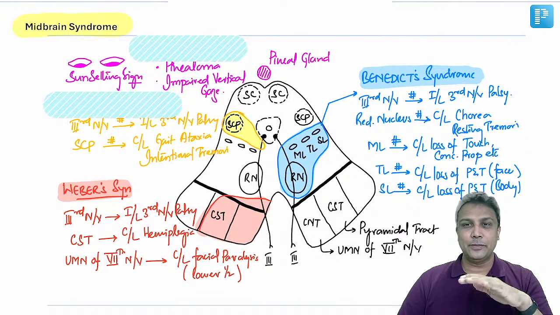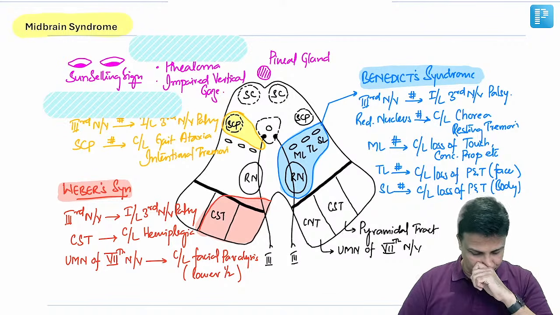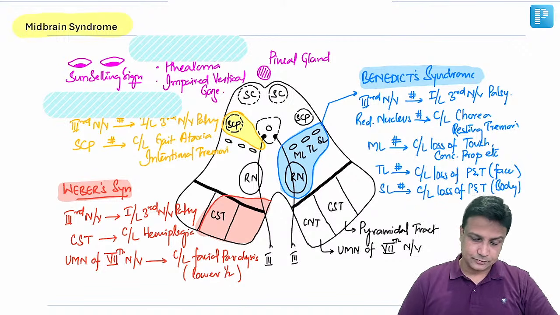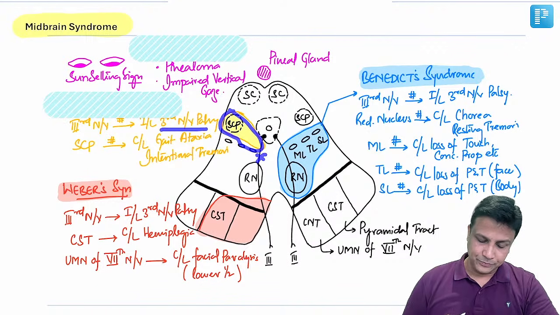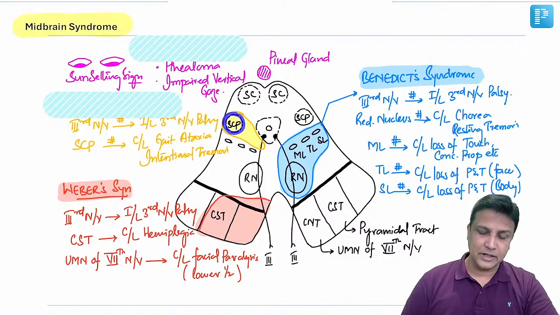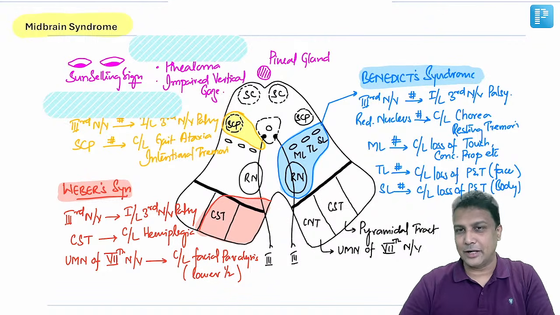So in Benedict syndrome, the patient is going to come to you with the ipsilateral third nerve palsy with the contralateral chorea. Please remember that one. Now, suppose this part of the midbrain is actually involved, in which the third nerve is involved, leading to third nerve palsy. And then this is actually the superior cerebellar peduncle. I hope you all know very well.